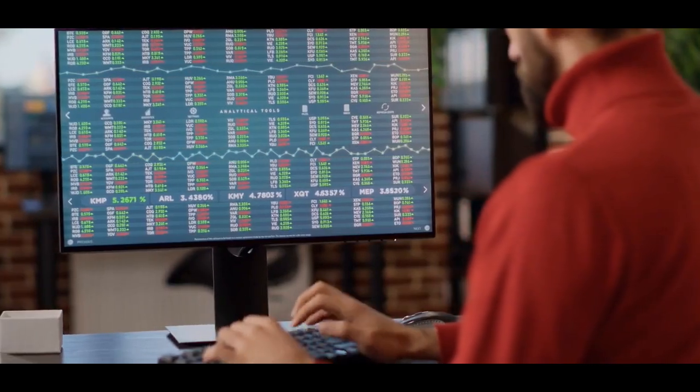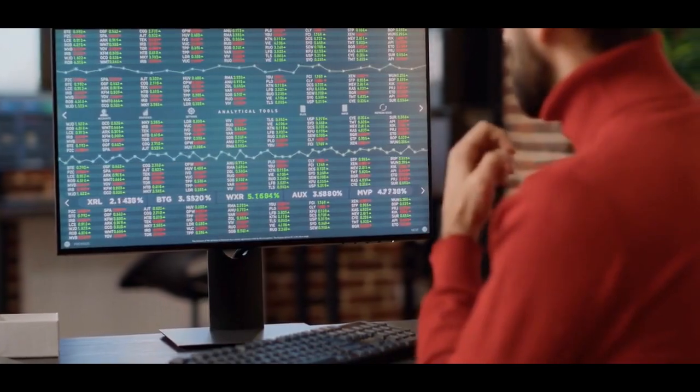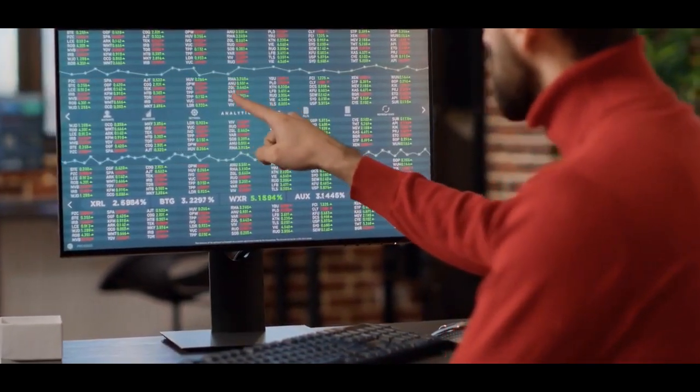Assess available trading tools and research resources. Access to a variety of trading tools and educational resources can enhance your trading strategies and decision-making process. Look for platforms that offer advanced charting tools, real-time data, market analysis, and educational materials to expand your trading knowledge.